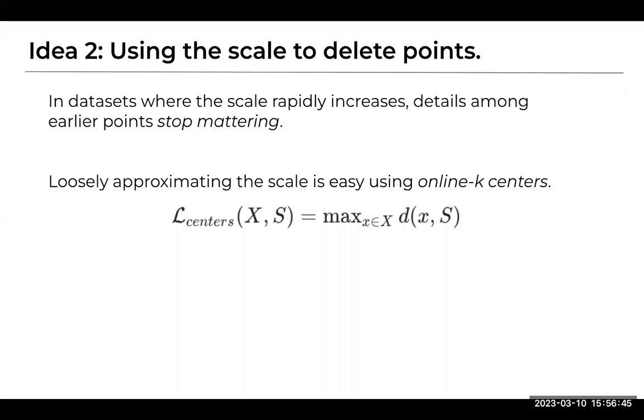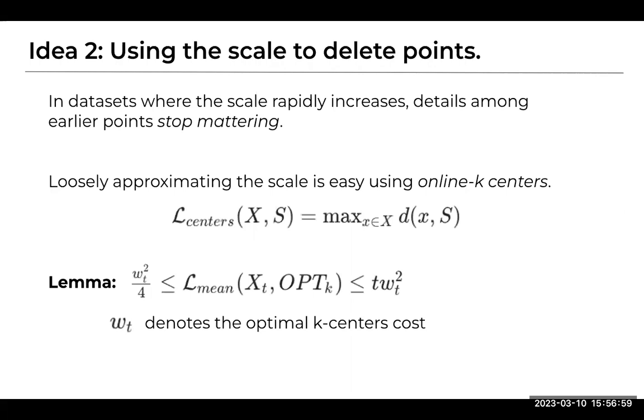So k-centers turns out to be a good tool for us to approximate scale. We could have defined scale a number of ways. The reason we're going to pay attention to k-centers is it gives you a very loose bound on the best possible k-means loss. So I use W to denote the k-centers loss, and L sub mean is the k-means loss that we've been talking about the whole time.